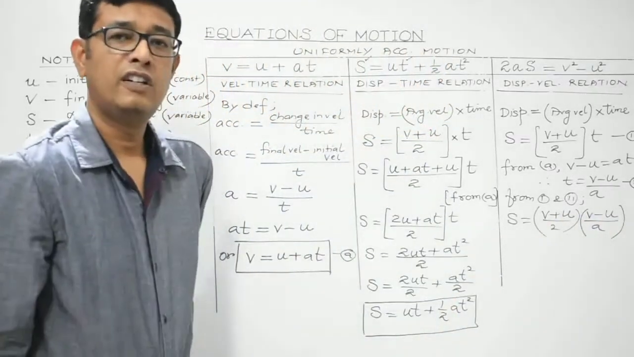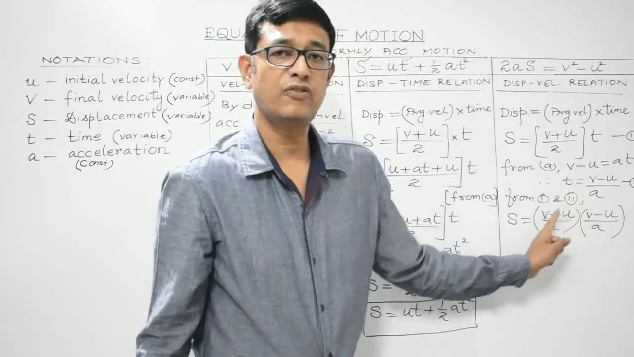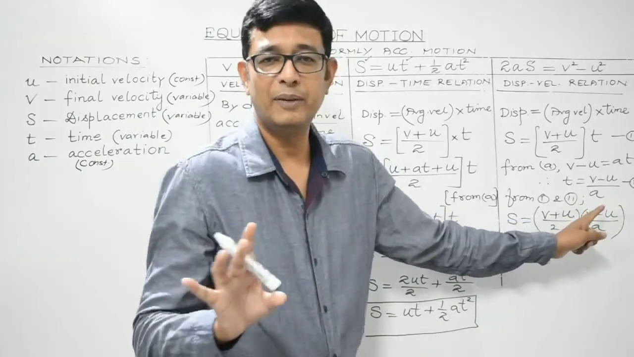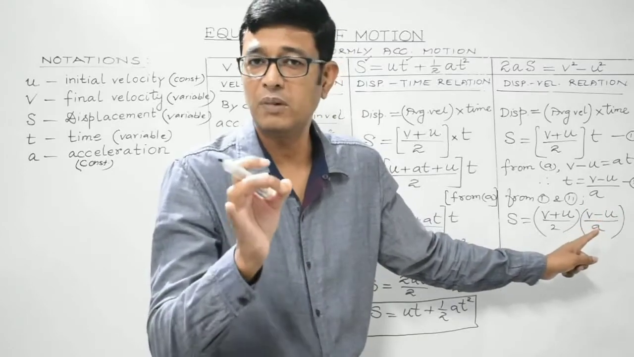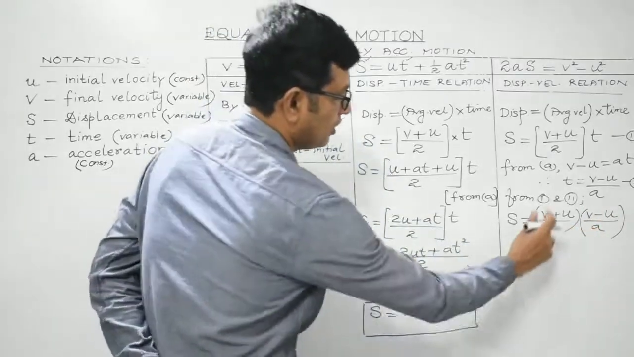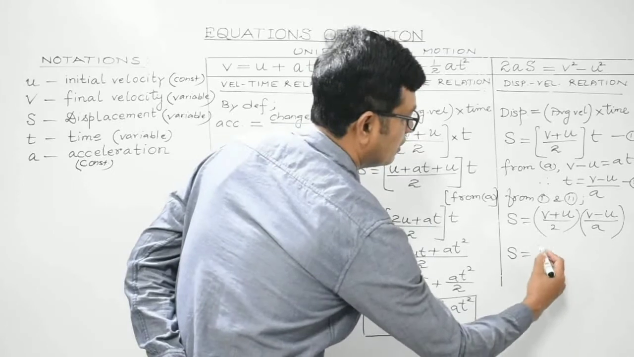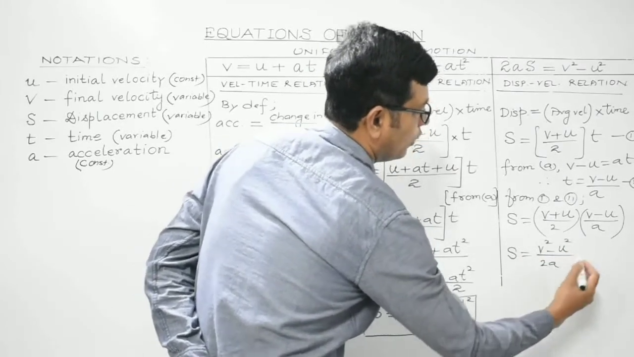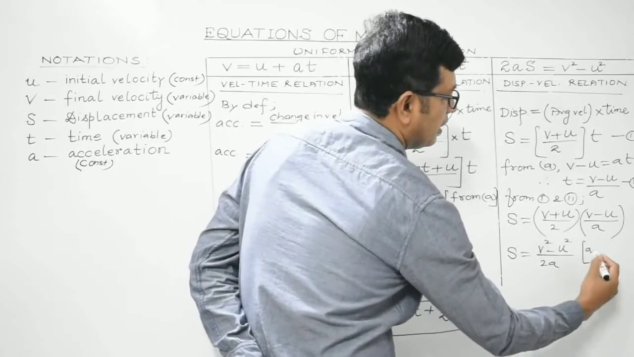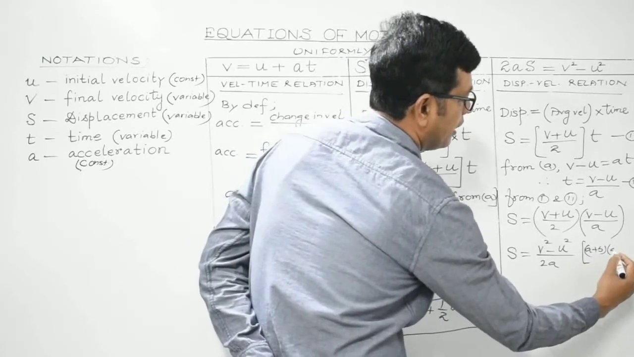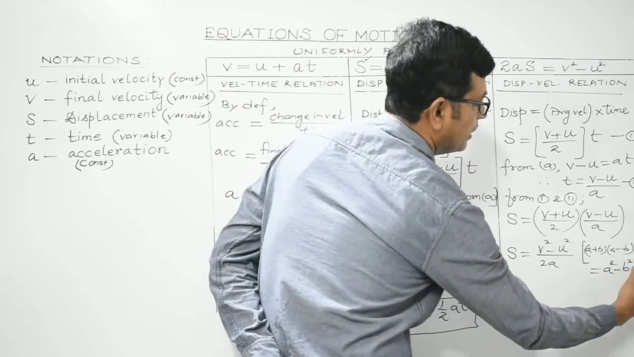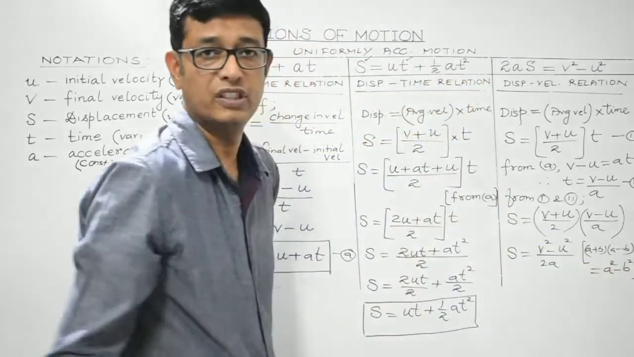Clear? Now, the numerator is in the form of (a plus b) into (a minus b), and students, you all are aware of the formula: (a plus b) into (a minus b) is a square minus b square. So it can be written in this manner: (v square minus u square) divided by 2a. Write the reason: (a plus b) into (a minus b) is equal to a square minus b square. This is the formula which I have used over here.